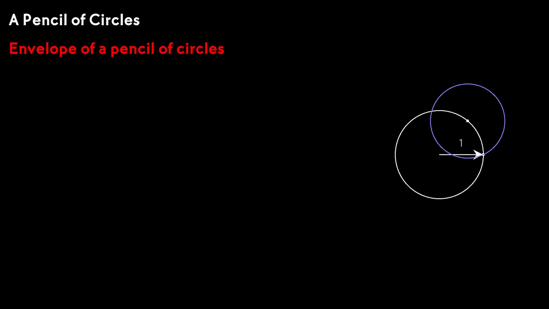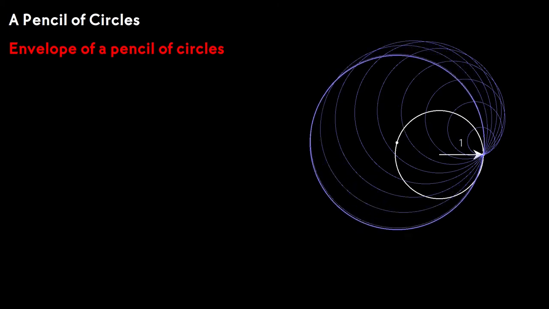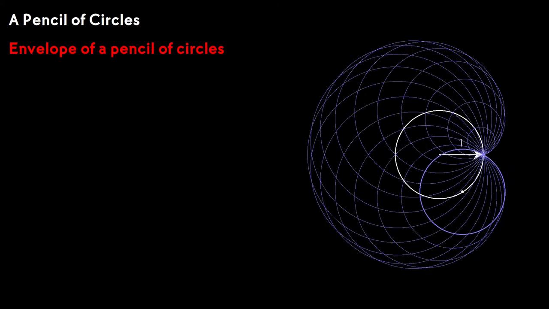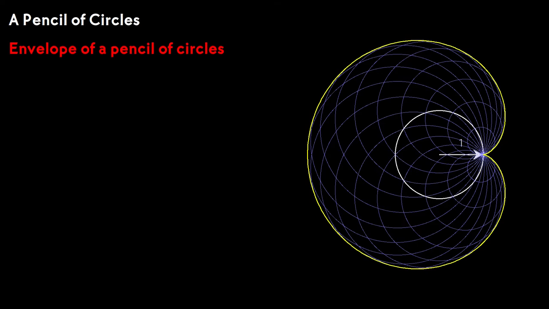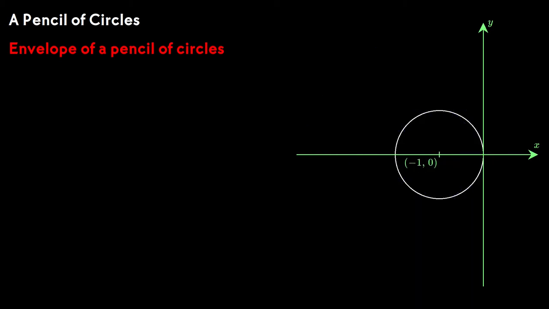It might be a little easier if I didn't erase the circles every time. It looks awfully like a cardioid, doesn't it? Let's prove it. As usual, we'll center our coordinate system on the cusp of the cardioid. I'll erase the pencil and envelope for now and reason about just one circle. Since we said that we started with a unit circle, its center will be minus one unit on the x-axis.